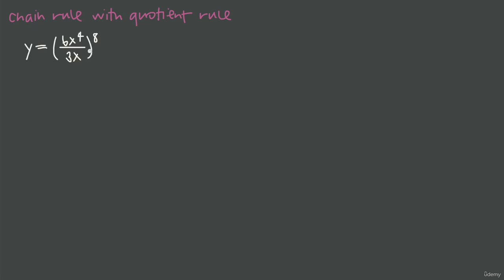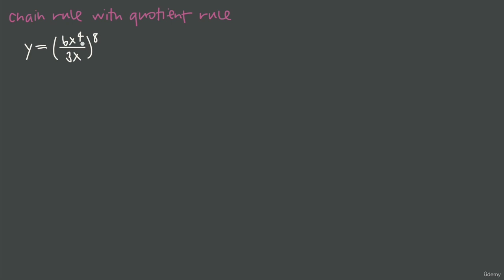So for instance, given a function like this one, where we have the quotient 6x to the 4 over 3x, and we're raising that whole thing to the power of 8, we can use chain rule alongside quotient rule to differentiate this function. And what we notice is that we have a quotient here inside the parentheses. We have 6x to the 4 over 3x. We could use quotient rule to take the derivative of that. But now, because that whole quotient is wrapped in parentheses and raised to the power of 8, we have to use chain rule alongside quotient rule to take the derivative.